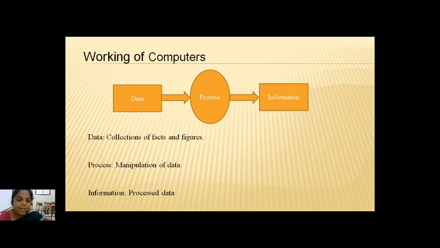I just have a one-line definition depicted on the screen. You can see that data is nothing but a collection of facts and figures. Process is nothing but a manipulation of data. And finally, we have something called information, which is nothing but the processed data. Okay, this is how the computer works.